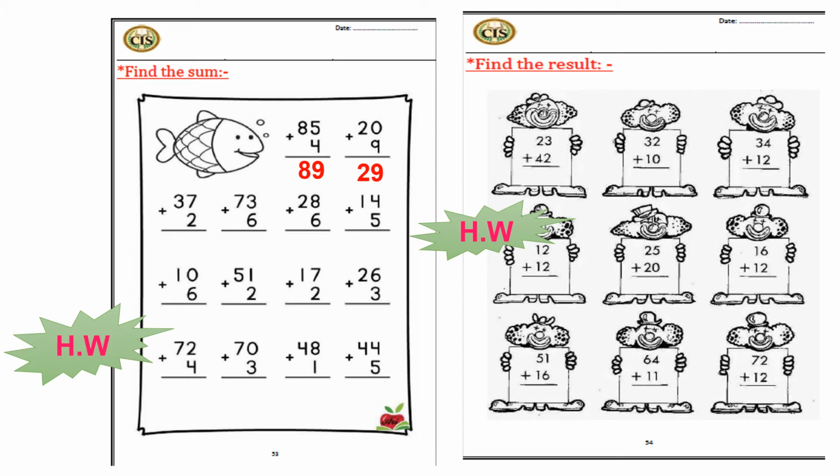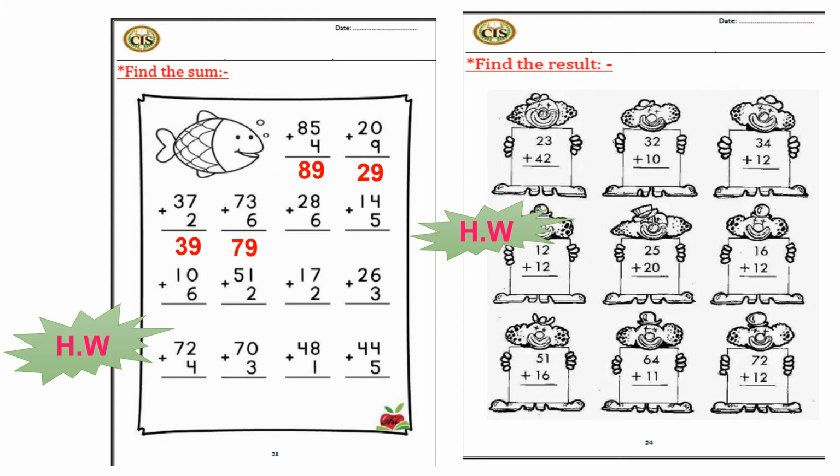37 plus 2. I will put 37 in my mind, 2 on my fingers, and let's count after 37. 38, 39. So the sum is 39. 73 plus 6. I will put 73 in my mind, 6 on my fingers, and let's count after 73. 74, 75, 76, 77, 78, 79.